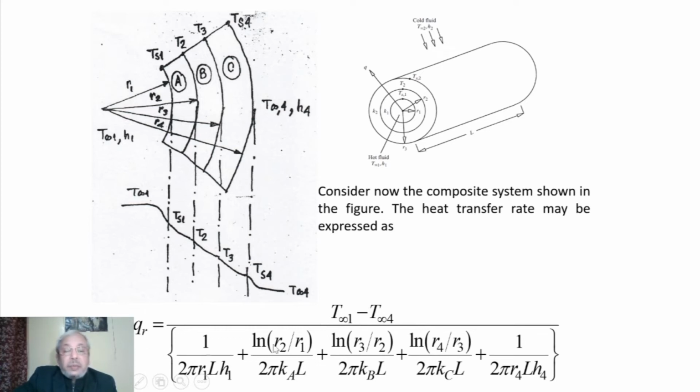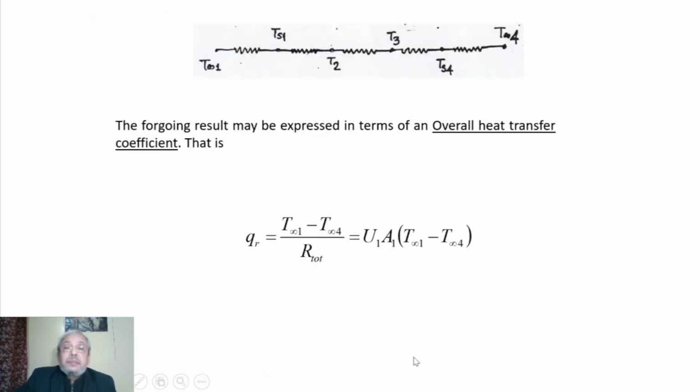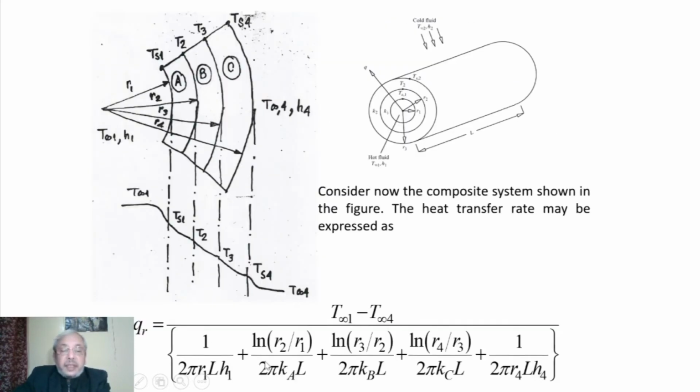So Qr equals the temperature potential divided by the total resistance. It is in series, so we can draw the circuit: T infinity 1, then a resistance to Ts1, then a resistance to T2, between T2 and T3 we have a resistance, between T3 and Ts4 we have a resistance, and between Ts4 and T infinity 4 we have a resistance. And these resistances are expressed by these expressions.